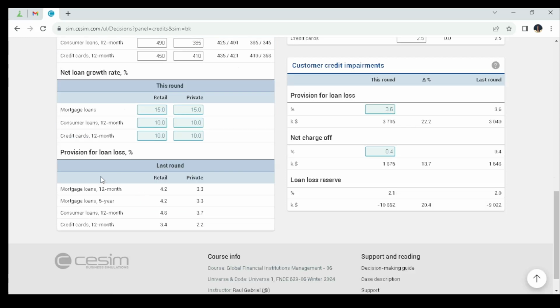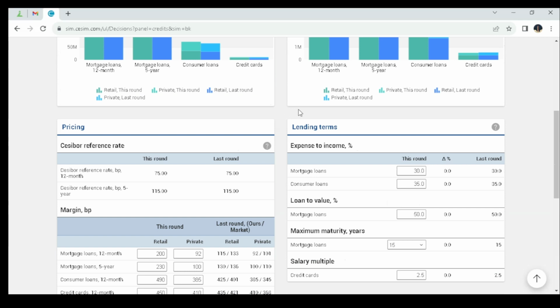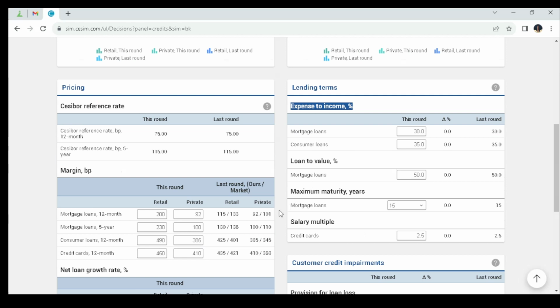Okay, next part is the lending terms, and under the lending terms you're going to talk about expense to income. This simply means the percentage of the monthly or annual income that is spent on servicing the loans. So the higher the expense to income, the more aggressive we are in trying to acquire the client, and vice versa.